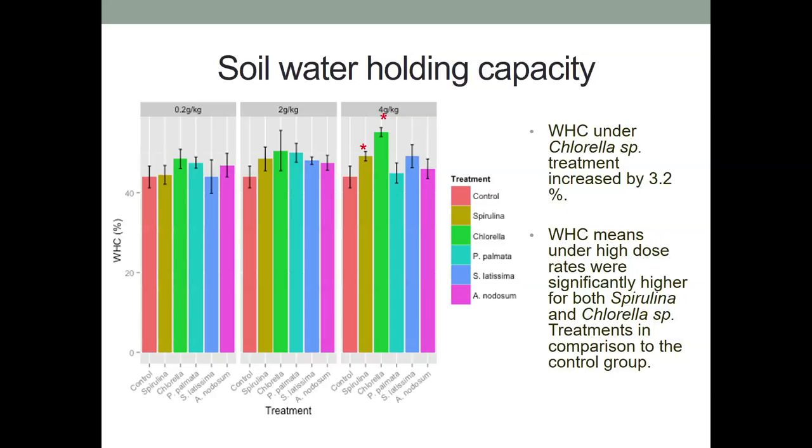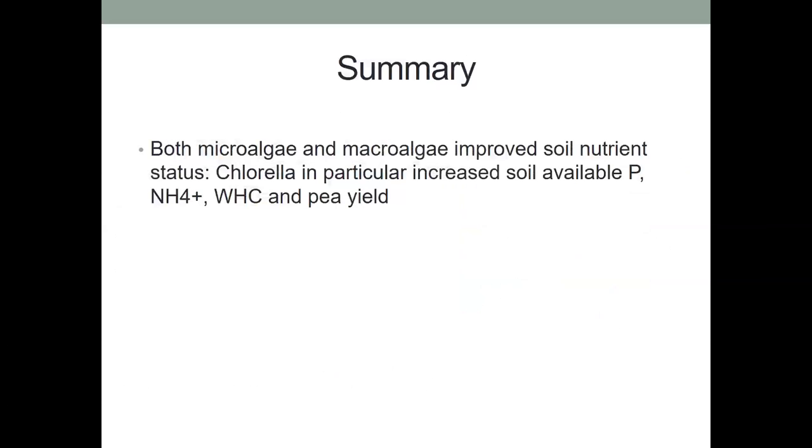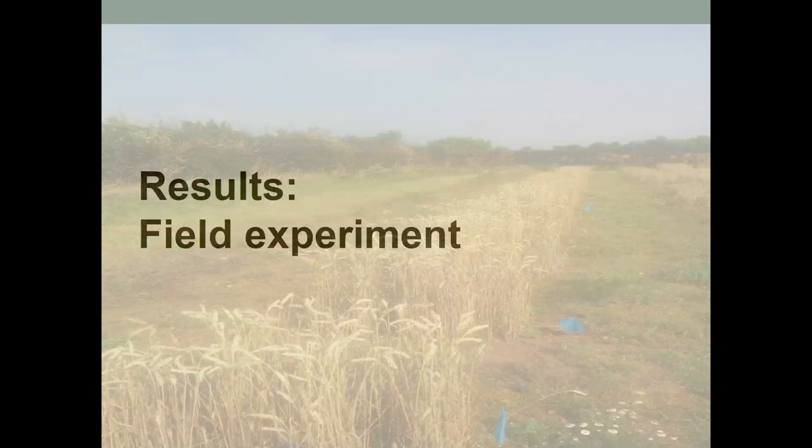I looked at the impact on the yield, and in terms of the impact on the shoot biomass, there were no significant results. However, chlorella did have an impact on increasing the pea yield in comparison to all the algae treatments. So despite all their benefits, chlorella was the one which had the ultimate result we're looking for in terms of increasing the yield. Yeah, I'll just summarize it at the end.